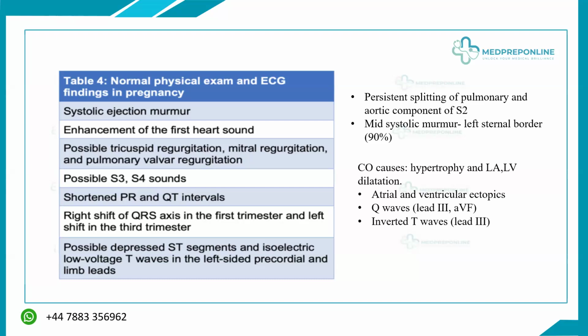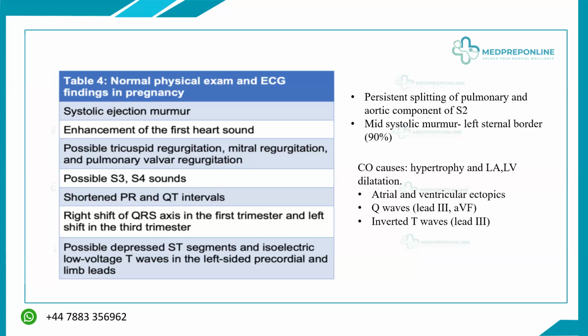Now, what are the causes? The cardiac output increasing will lead to hypertrophy. Obviously, because of the increased workload, the heart will hypertrophy, and along with the hypertrophy, you will find some amount of atrial as well as ventricular dilatation.